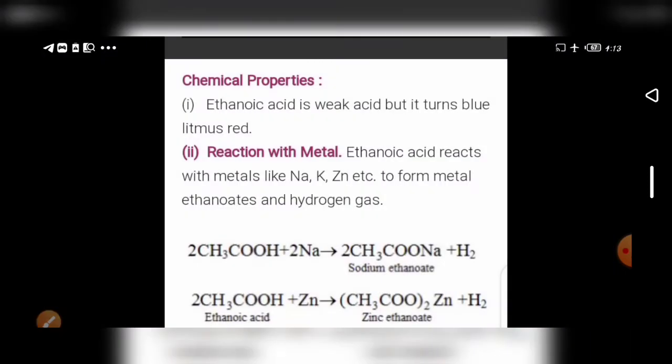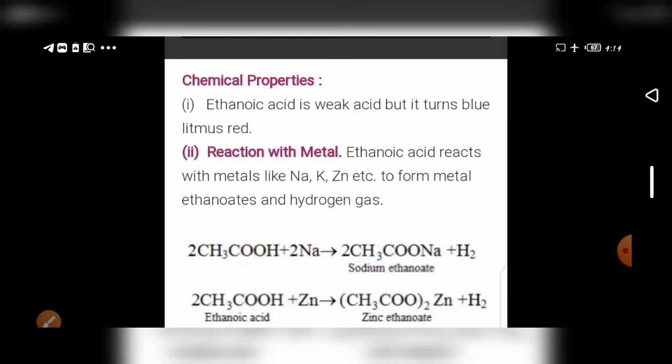Okay. Next, chemical properties. You know very well, acids turn blue litmus to red. So ethanoic acid is a weak acid, but it turns blue litmus to red. The second one is reaction with metals. See here, metals like sodium, potassium, zinc, any metal you take, you know the valency of that metal.